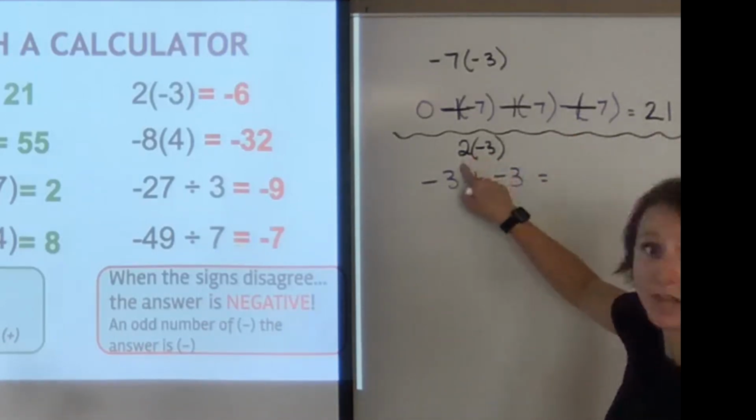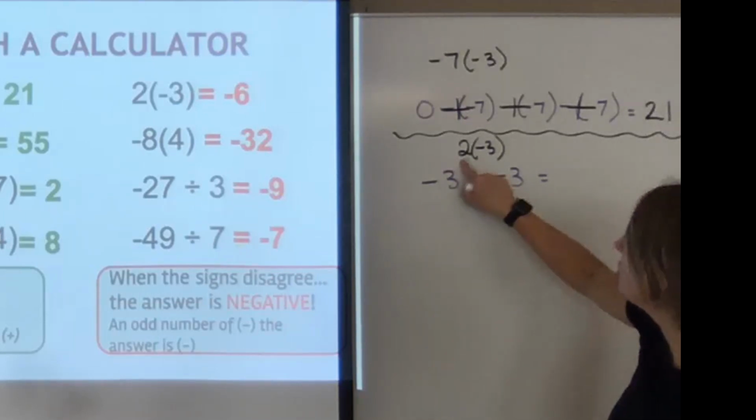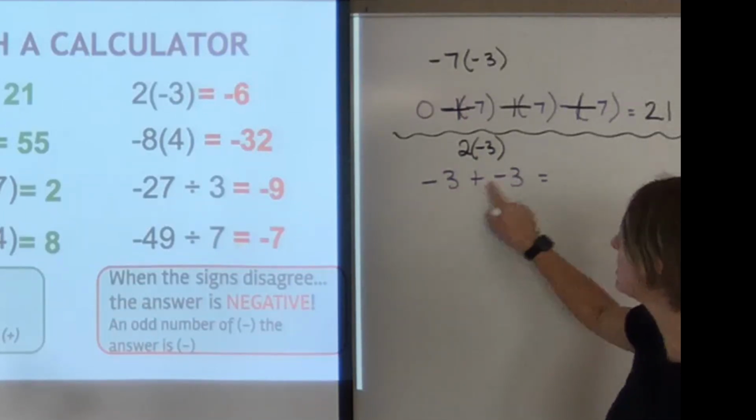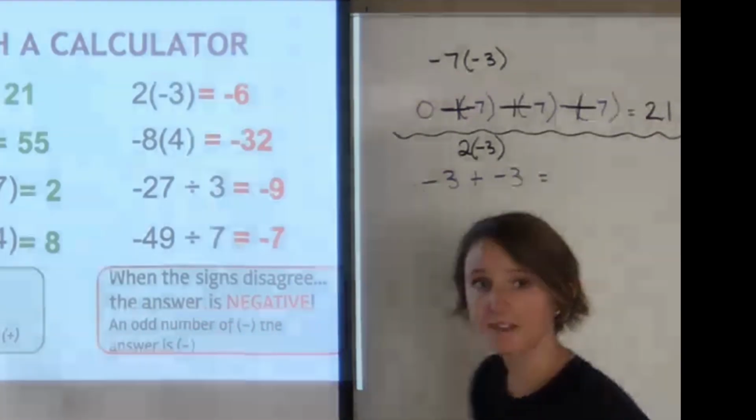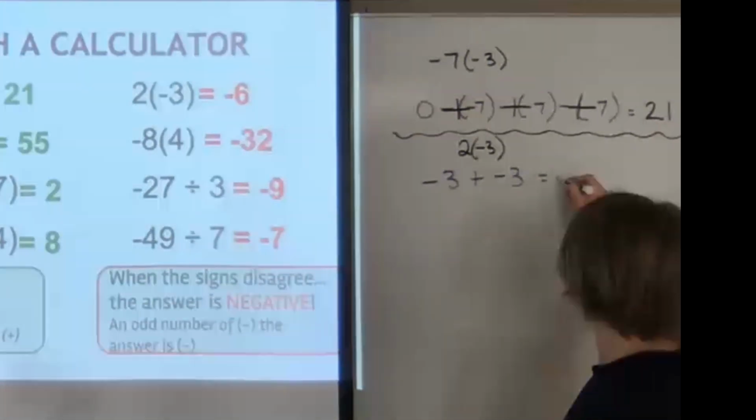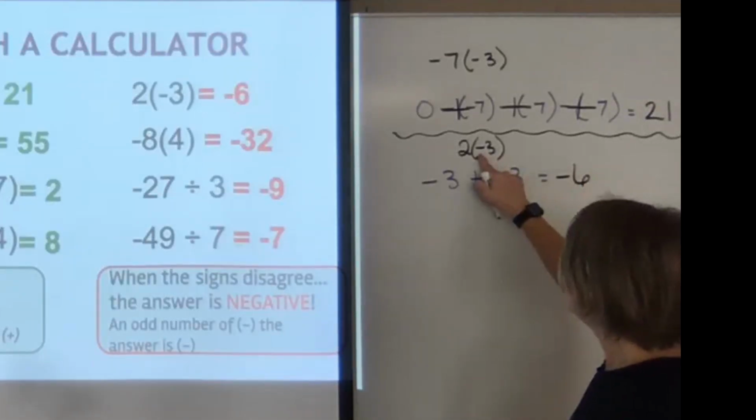And down here we have 2 groups of -3, or you can think about it like take away 3 groups of 2. I'm going to think about it like 2 groups of -3. So what's -3 plus -3? You're taking 3 steps further from -3 to the left on the number line. Where would you be? -6.